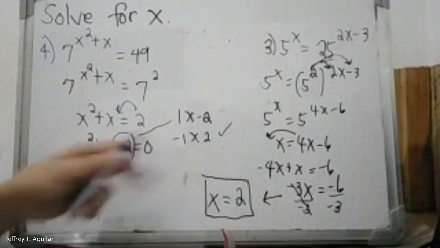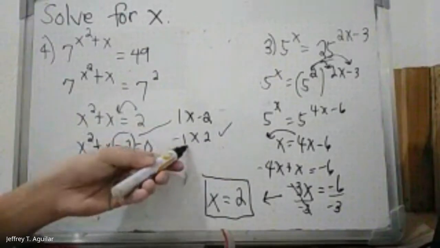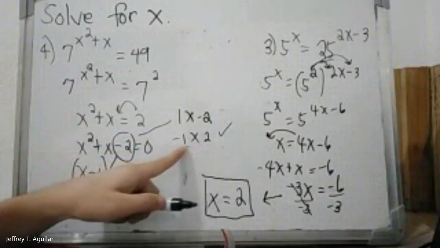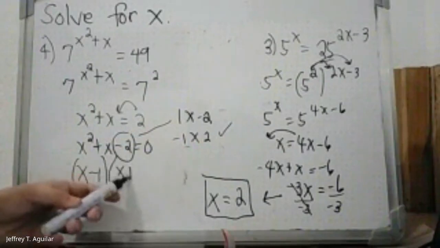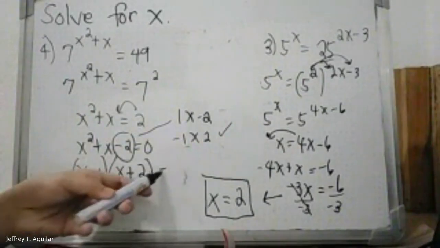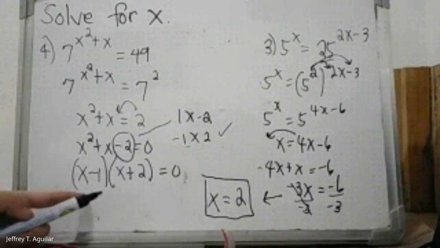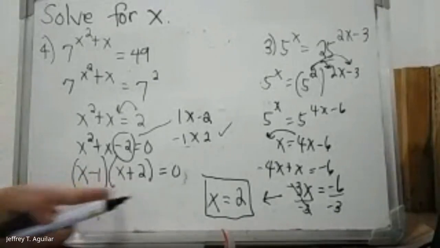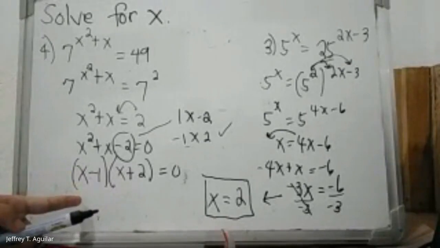These are the factors. So we have here x minus 1 because we have here negative 1. And then this is 2, which is what? x plus 2 equals 0. Now at this point, we can actually equate each with 0 according to the zero factor property or the AB method.